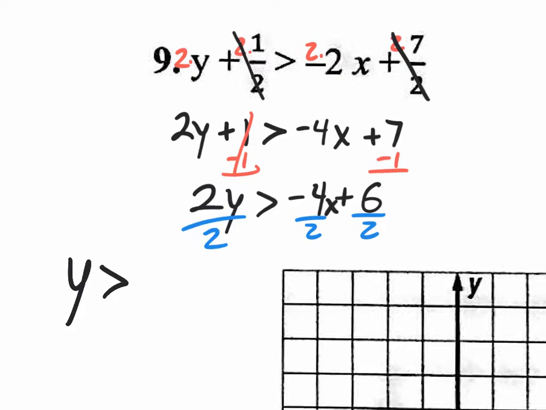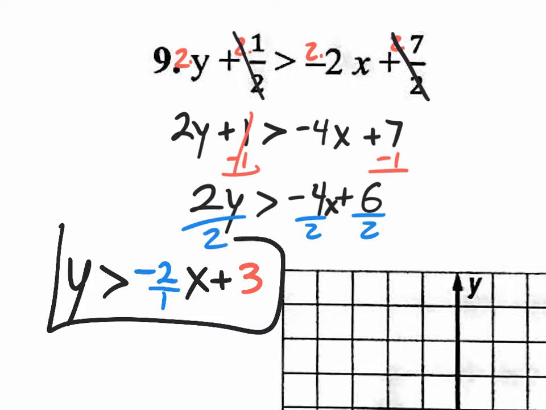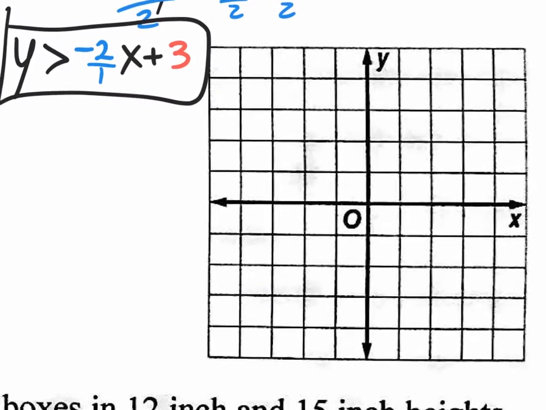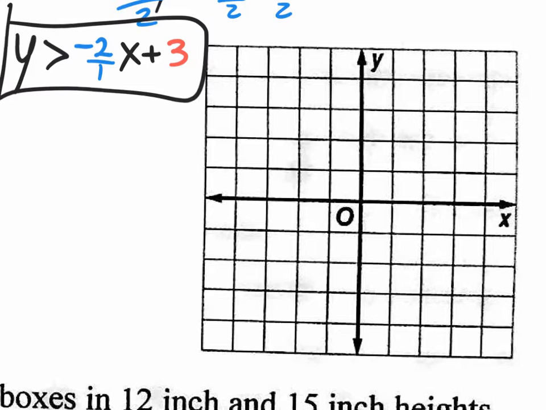Y is greater than negative 4 divided by 2. You could write it as negative 2 or negative 2 over 1, of course, with an x. And then plus 6 divided by 2, that's going to be a plus 3. And now you could clearly see your slope-intercept form inequality. It crosses at 3, and you go down 2 over 1 from that point. So let's cross at 3. Let's put a dot at 3 on the y. And from that point, let's go down 2 over 1.